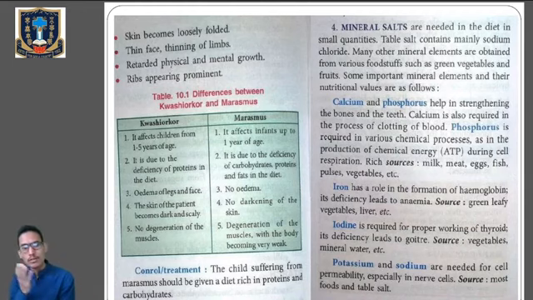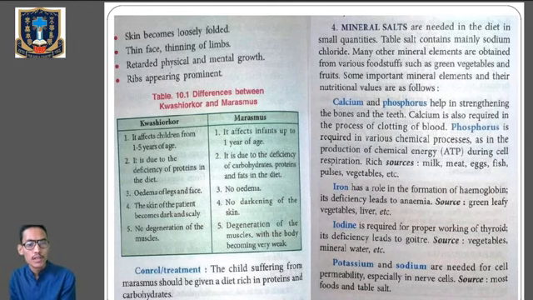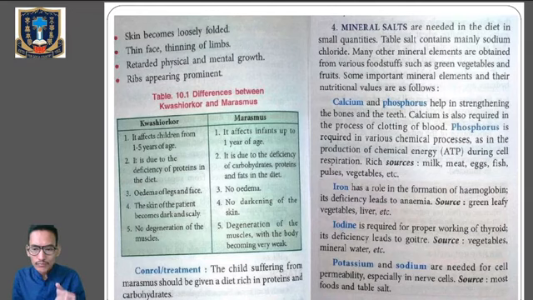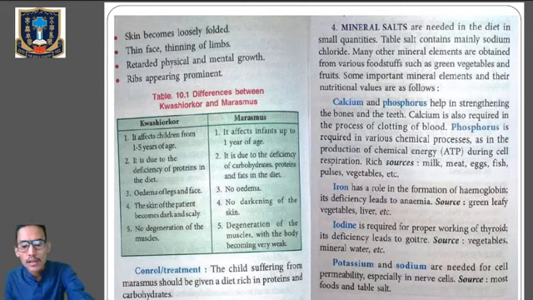The difference is that kwashiorkor affects children from 1 to 5 years of age, but marasmus affects infants up to 1 year of age. Kwashiorkor is simply due to deficiency of proteins, but marasmus is due to the deficiency of proteins, carbohydrates, and fats in the diet. In kwashiorkor there will be oedema, but in marasmus there is no oedema, no swelling. In kwashiorkor, the skin of the patient becomes dark and scaly, but in marasmus there is no such darkening of the skin. In kwashiorkor no degeneration of the muscle takes place, but in marasmus there is degeneration of the muscles with the body becoming very weak. So there is a difference between kwashiorkor and marasmus.